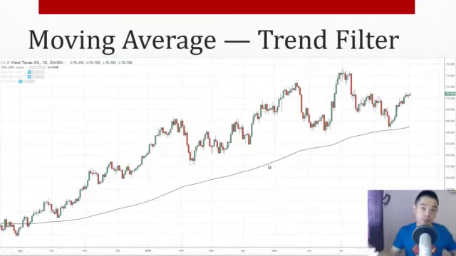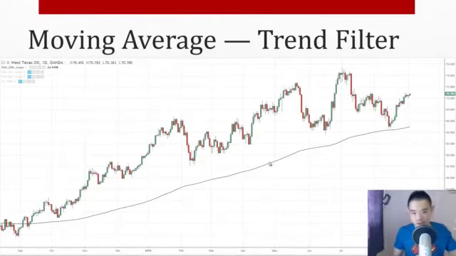So let's say if the price is above the 200 period moving average, you want to have a long bias. This means that I would only be looking to buy. I won't look to short, but only look to buy. This can give you a bias, or rather act as a trend filter, so you know whether you should be staying long or staying short.